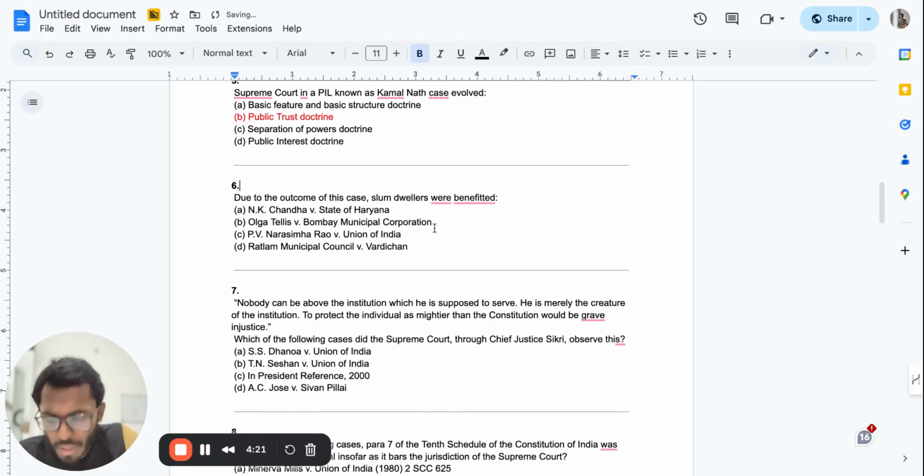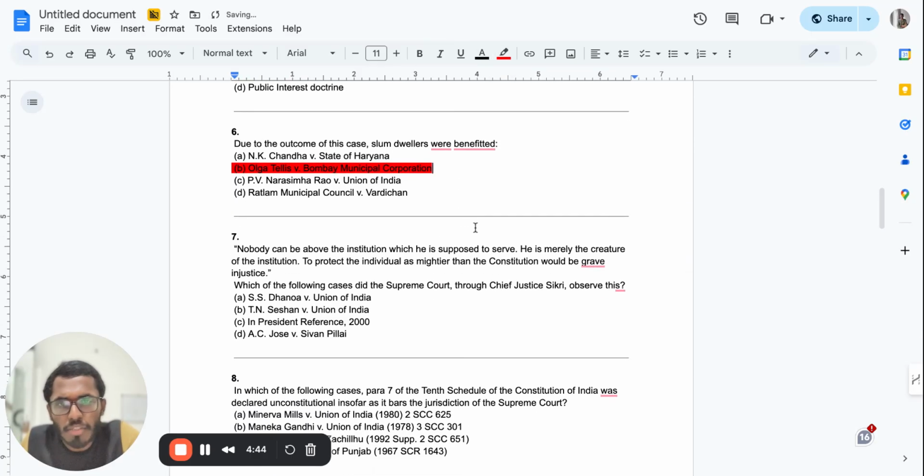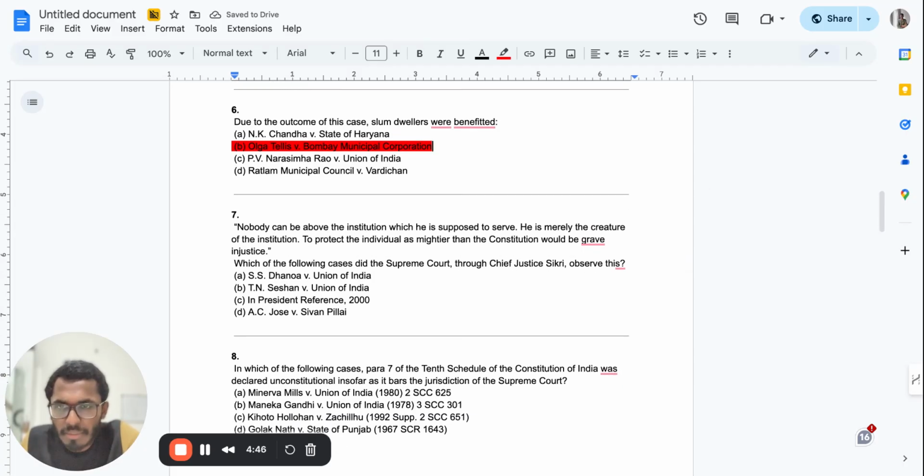Now, the sixth question is: due to the outcome of this case, slum dwellers were benefited. Which case? Just think once again. It is the case of Olga Tellis versus the Bombay Municipal Corporation. Many slum dwellers especially benefited from this particular case.